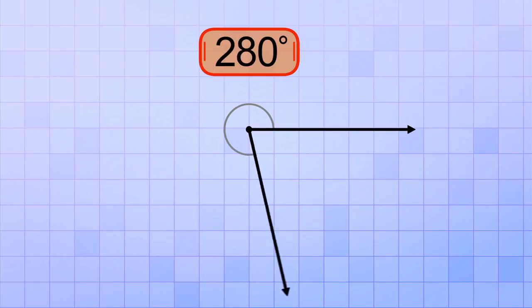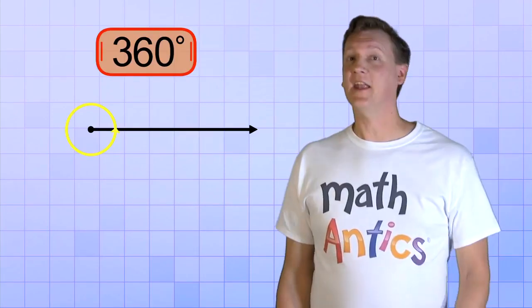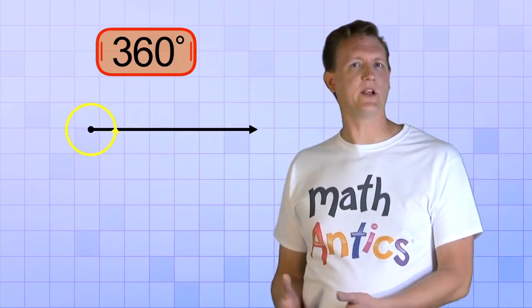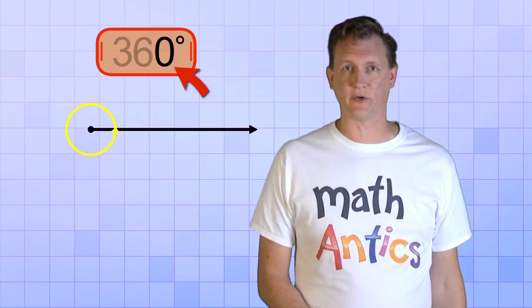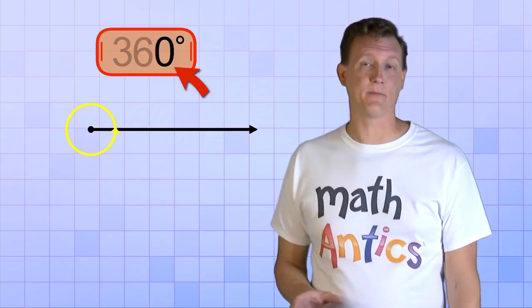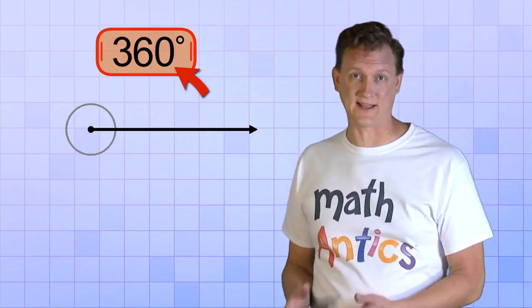Let's keep going because another really important angle is just around the corner, and it's coming up right about now. We rotated our ray all the way around the axis, and now it's back to where we started. Now you might be wondering, if we're back to where we started, then why is our counter reading 360 degrees instead of 0 degrees like before? And the answer is that even though our rays are back to the same place, we had to rotate our top ray 360 degrees to get there.